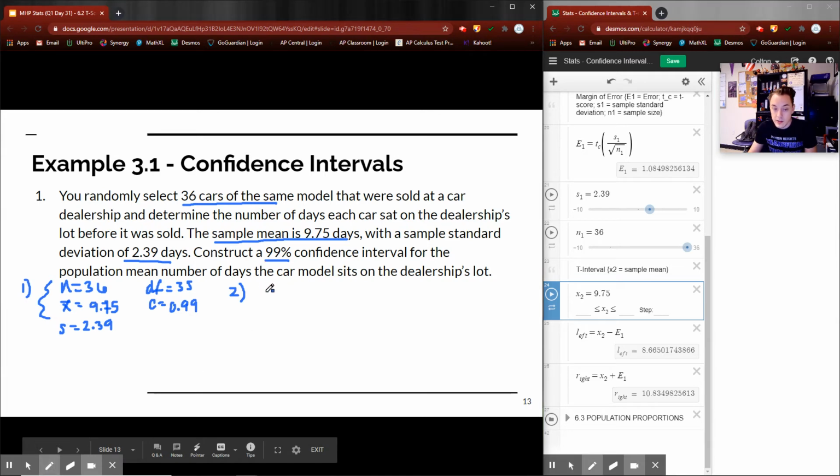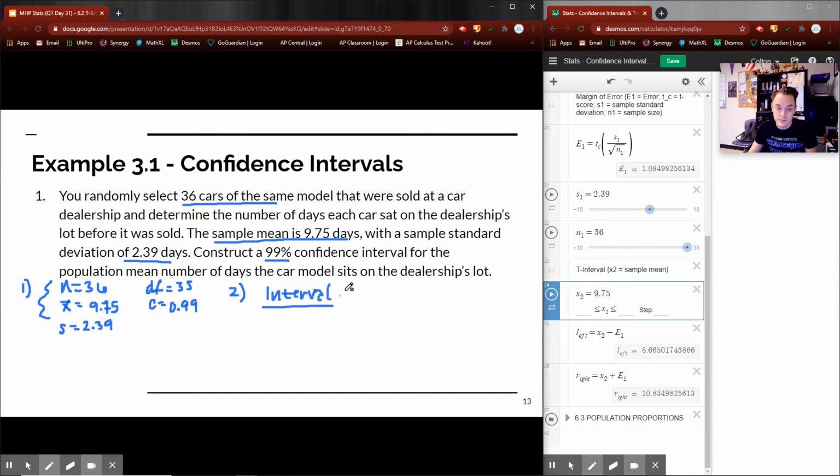So, what's my answer? My interval is between 8.67, comma, 10.83. It may or may not be off by a decimal here or there because MyMathLab may want you to use a different decimal. We're really precise when we're calculating this, so it may be off by some decimal place, but that's okay. My confidence interval is 99%. That's my C level.